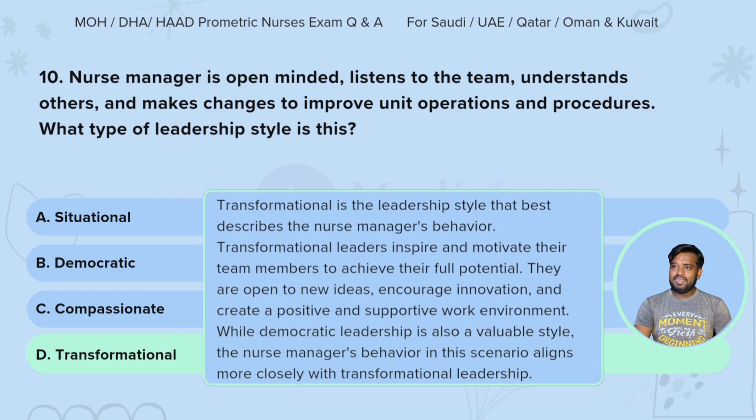The correct answer is D. Transformational is the leadership style that best describes the nurse manager's behavior. Transformational leaders inspire and motivate their team members to achieve their full potential. They are open to new ideas, encourage innovation, and create a positive and supportive work environment. While democratic leadership is also a valuable style, the nurse manager's behavior in this scenario aligns more closely with transformational leadership.